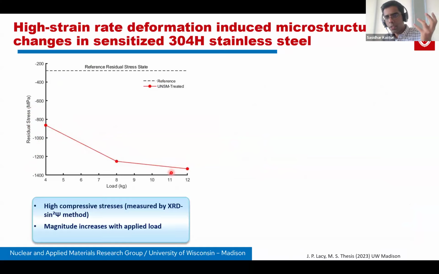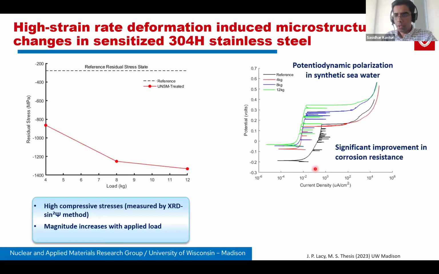So all these microstructural features, basically grain refinement, the surface hardening, the phase transformation, compressive residual stress, all of them are contributing to a corrosion enhancement. So these are results from a potentiodynamic polarization test, the classical or most commonly used corrosion evaluation method, conducted in synthetic seawater. So the black line again corresponds to the as sensitized material.